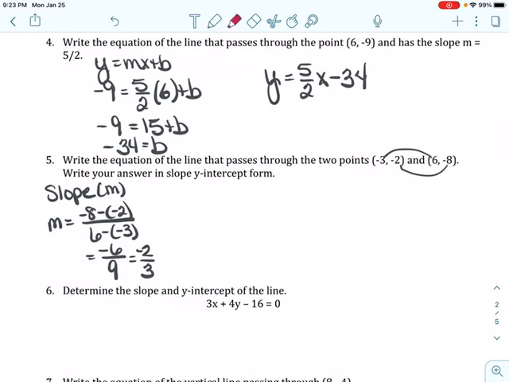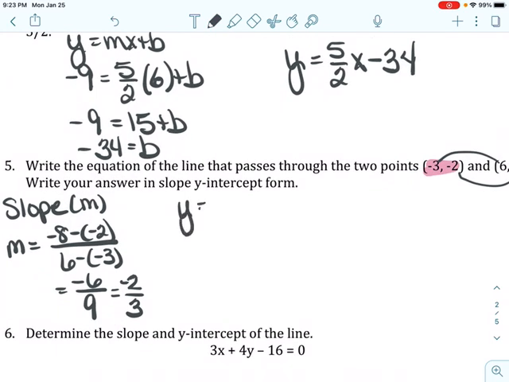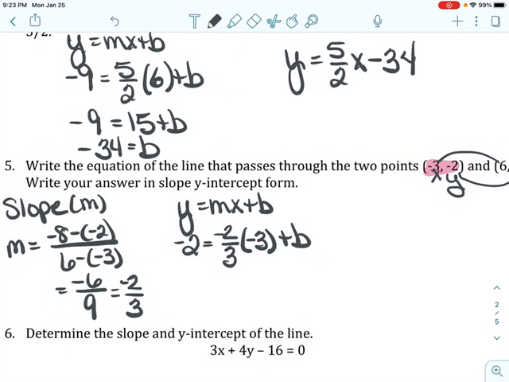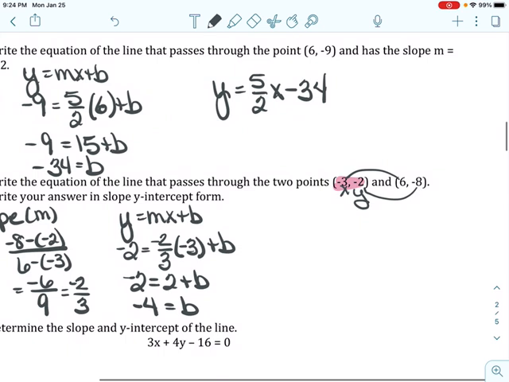All right, now we have two points. We don't need both of them now. We need to pick one. I don't care which one you pick. You're going to get the same answer either way. I'm just going to choose the first one. And we're going to do y equals mx plus b. So here's our x, here's our y. So negative 2 equals negative 2/3 times negative 3 plus b. So I'm going to get negative 2 equals 2 plus b. So negative 4 is equal to b by subtracting 2.